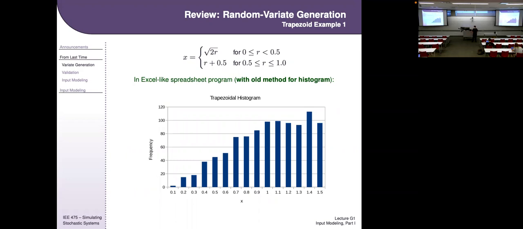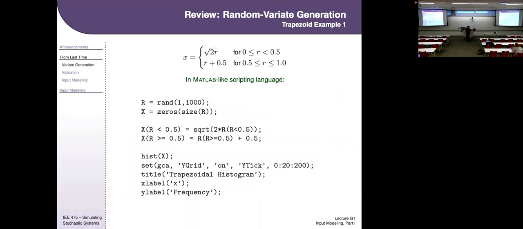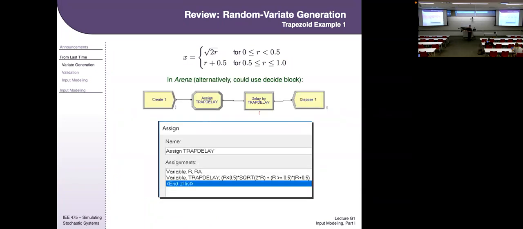So, that brings us through kind of where we were there. If I wanted to implement that in, say, MATLAB, here's how I would implement that in MATLAB. Same sort of thing. I generate a bunch of random numbers between 0 and 1, and then I fill in x values so that the R values that are less than 0.5 get one formula, greater than 0.5 get another formula, and then I do a histogram, and I get a histogram similar to that.